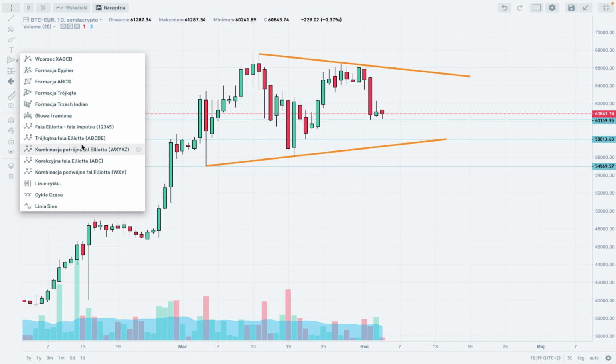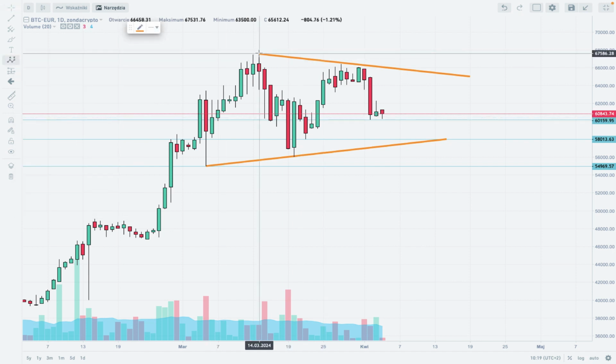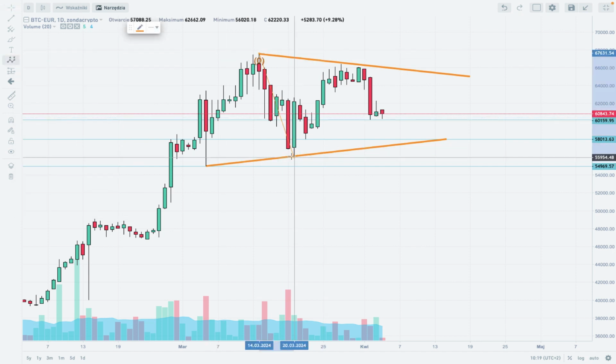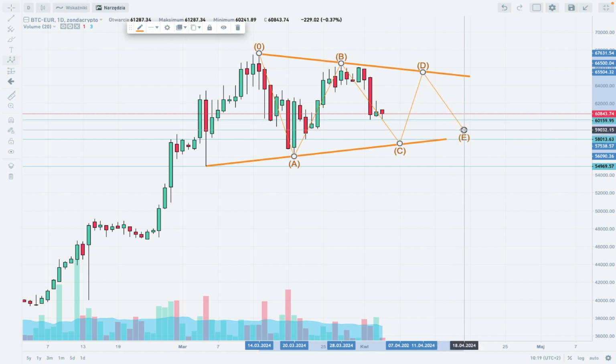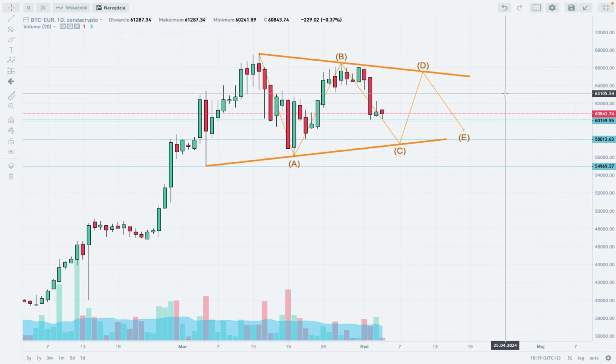Let me just take a look at my favorite one, which is the Elliott wave formation of the triangle. So top wave A in 3 waves, A, B, C, wave B in 3 waves, maybe A, maybe B, maybe C to the downside, wave C, A, B, C to the upside, wave D, A, B, C to the downside, wave E. And this is the textbook example of a triangle, but it doesn't have to be like this.